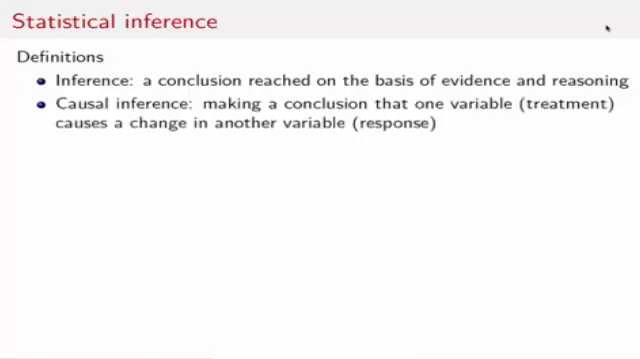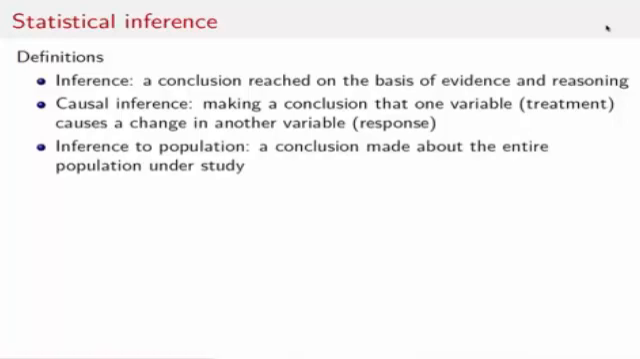The first here is causal inference. That is, whether we can make a statement about one variable, often called the treatment, causing a change in another variable called the response. The other issue we'll be interested in is whether we can generalize the statement we're making to a bigger population, or if we have to restrict ourselves to making statements about the population that we actually have in our study.